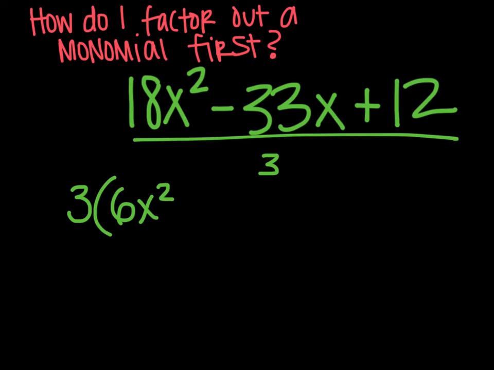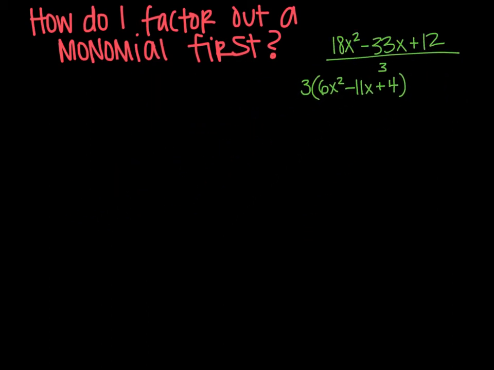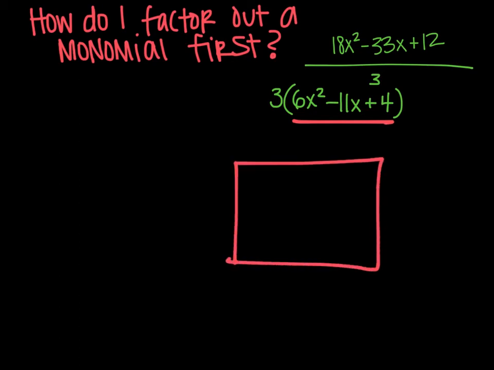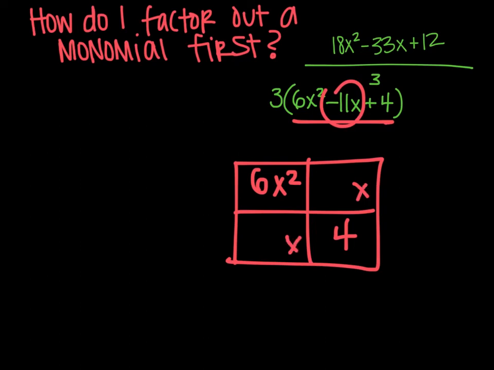And then you can factor this out. So we get 6x² minus 11x plus 4. It becomes, in a sense, a new problem. So now we're going to ignore the 3 on the end there, and we're just going to focus on the 6x² minus 11x plus 4. That's our focus now, and we're going to make a box to factor, and we want it to add up to negative 11x when we're all done.